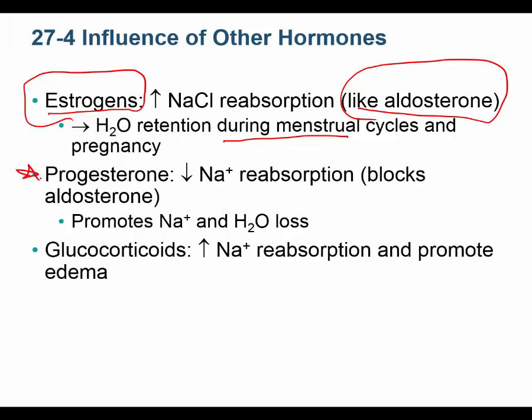Progesterones do the opposite. They block aldosterone, and you lose sodium. You don't retain the sodium, you lose it. So progesterone does the opposite of aldosterone. It blocks it. All right? And if you're female, you probably realize that, because during your menstrual cycle, there's a period of time when your progesterone spikes and your estrogen drops, and you would lose the water.